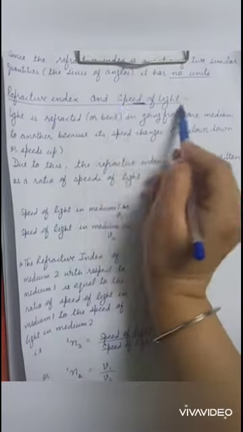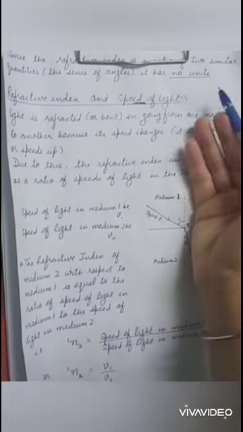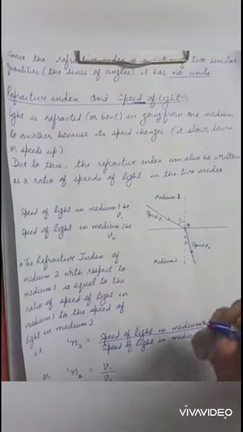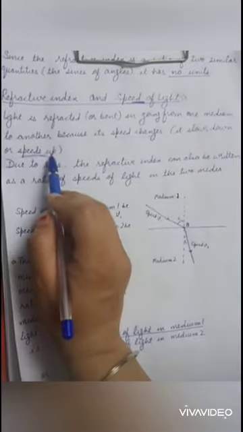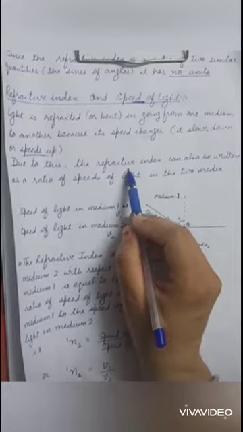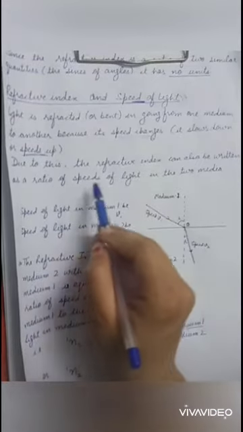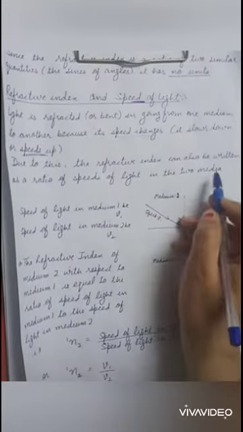Refractive index is also defined in terms of speed of light. As all of you know, light is refracted in going from one medium to another because its speed changes. It slows down or it speeds up. Due to this, the refractive index can also be written as the ratio of speeds of light in the two media.